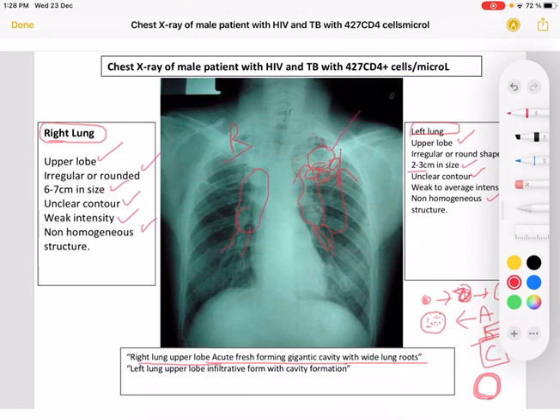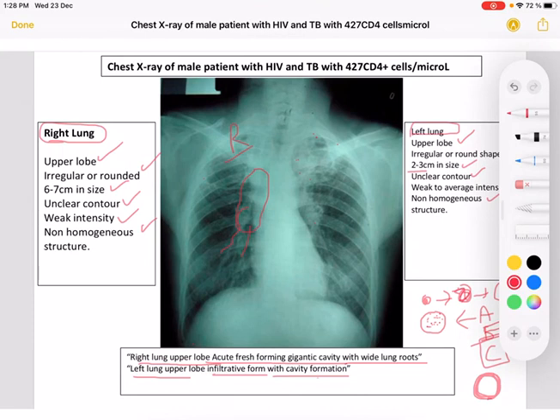While in the left side of the image, what can we see? We already said that it is an infiltrative form because the borders are not clear. The shadow is not so visible, but there is a differentiation. Somewhere it is hyperdense, somewhere the intensity is high, somewhere the intensity is weak, and in between weak and average intensities, so different intensities, and the cavities are forming. So in the left upper lobe of the lung, there is an infiltrative form with cavity formation.